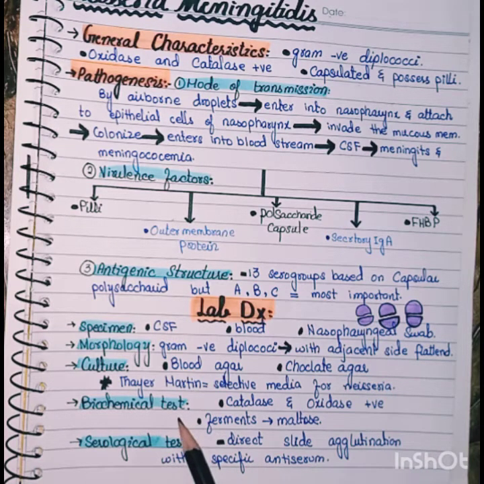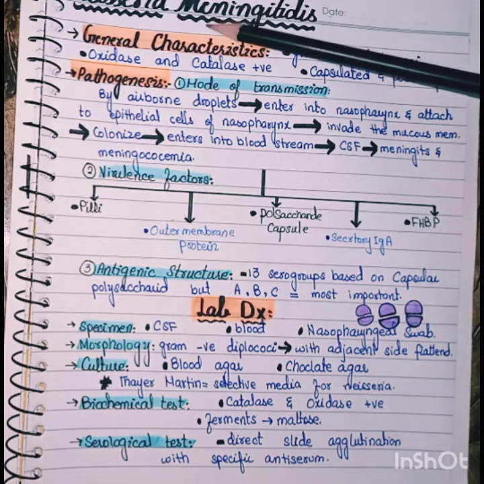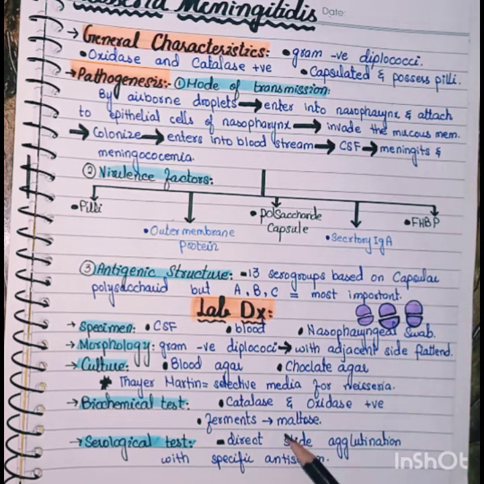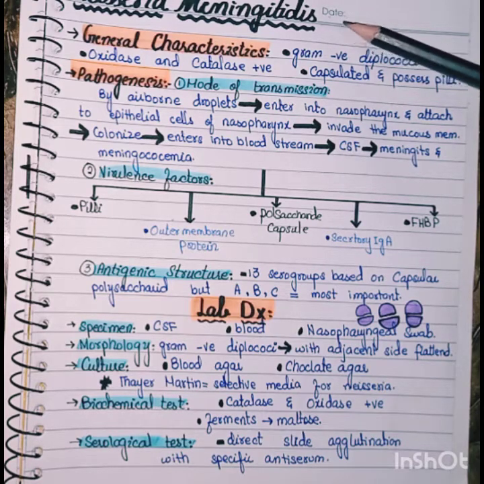Next, we have the biochemical test. These are catalase and oxidase positive and ferment maltose. Next, we have the serological test. The serological test that we perform is the direct slide agglutination test with the specific antiserum. This is the brief description about Neisseria meningitidis. Now let's move to the pathogenesis and the virulence factors.